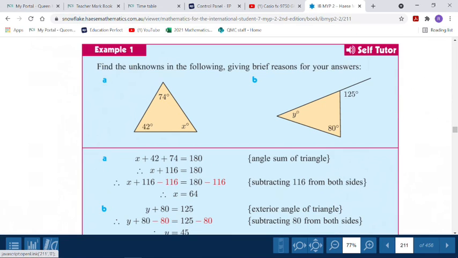Okay? So here, look at this one for example. If I know that this angle is 42 degrees and this one is 74 degrees, how could I find the third angle? You add the two up and subtract it from 180. Yeah. So just add the ones you know and then subtract that number from 180 and it will tell you that x is 64. So, yes, you always just add up the ones you know, subtract it from 180.